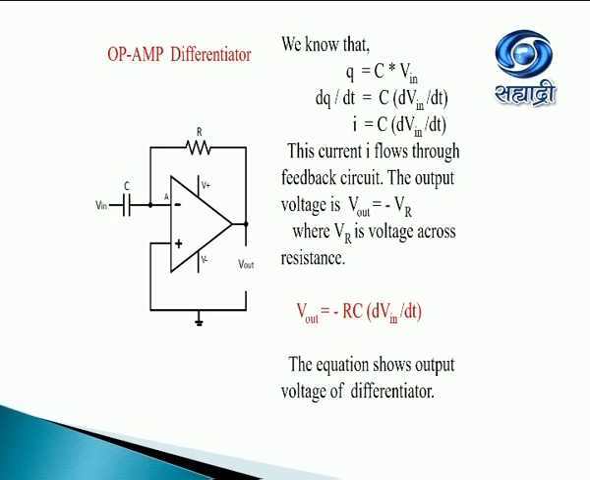The output voltage Vout is equal to minus VR, where VR is the voltage across resistance. Here, from figure, we can understand output voltage is the voltage between output terminal and ground. Resistance R is connected between output terminal and inverting terminal, which is at virtual ground. And so, voltage across resistor and output voltage is same. Vout is equal to minus RC dVin by dt. The equation shows output voltage of differentiator.